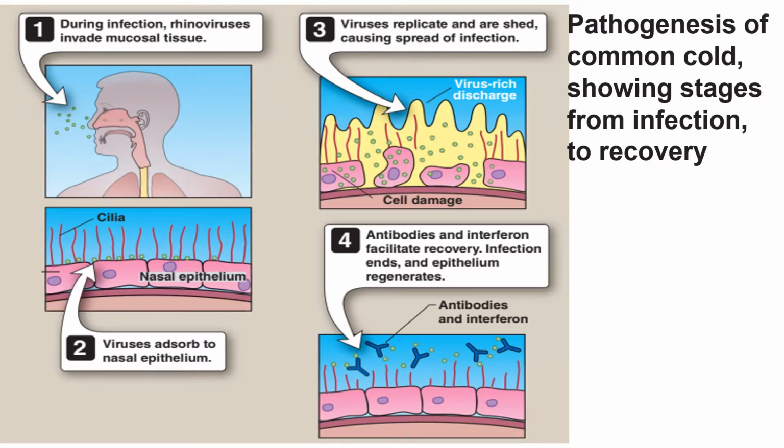Pathogenesis of common cold showing stages from infection to recovery. First, upper left, during infection, rhinoviruses invade mucosal tissue. Then, 2. Viruses adsorb to nasal epithelium. 3. Viruses replicate and are shed, causing spread of infection.